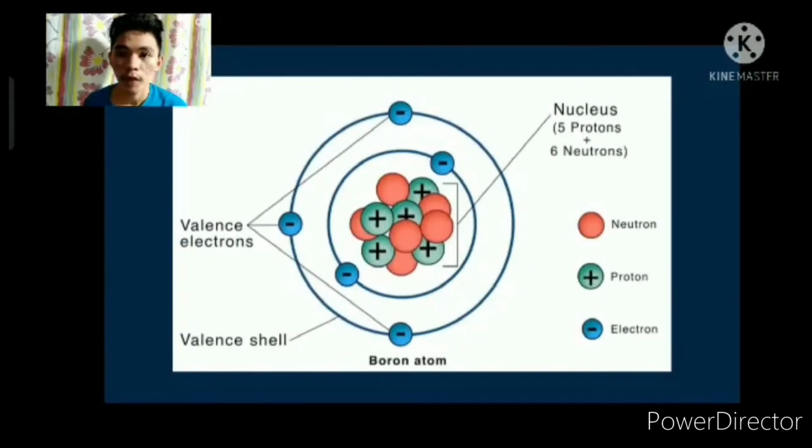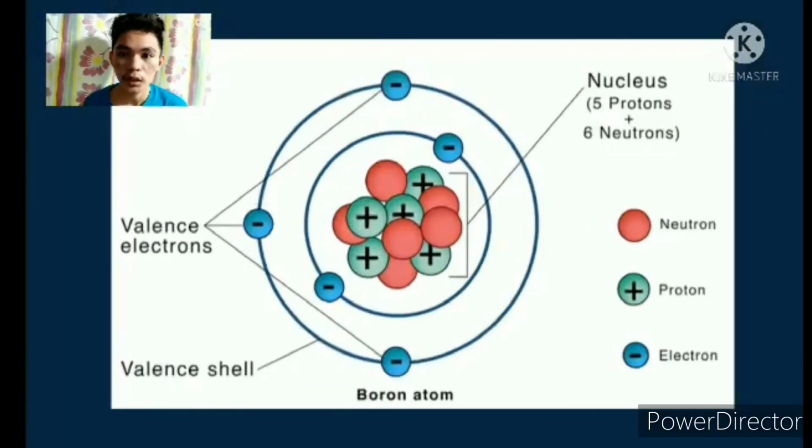Here is an example of valence shell and valence electron. The red circles represent the neutron, the green circles represent the proton, and the blue circles represent the electron. The outermost orbit is the valence shell, and the electrons that are located in the valence shell are called valence electrons. Now that we understand what a valence shell is and what valence electron is, let's now proceed to finding valence electron of an element.